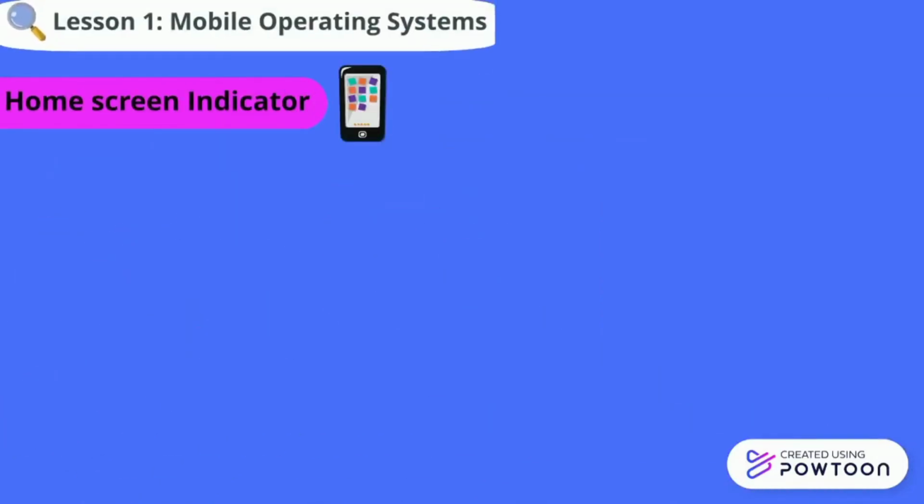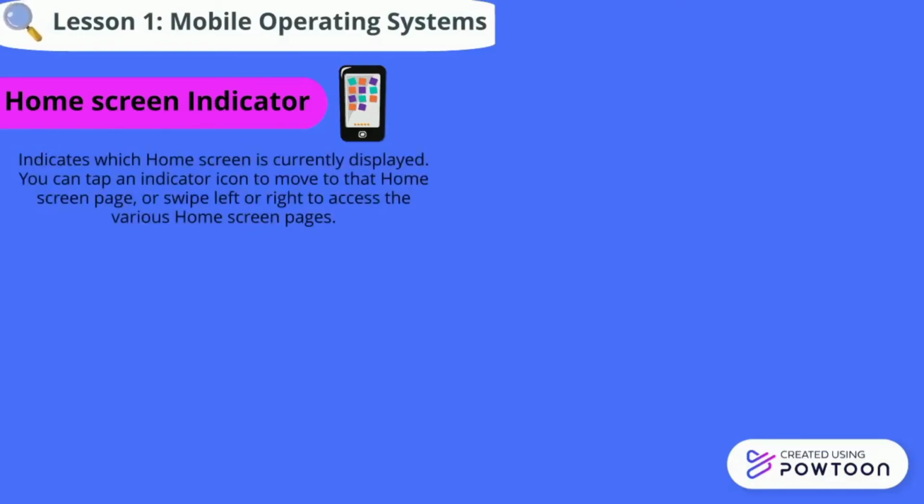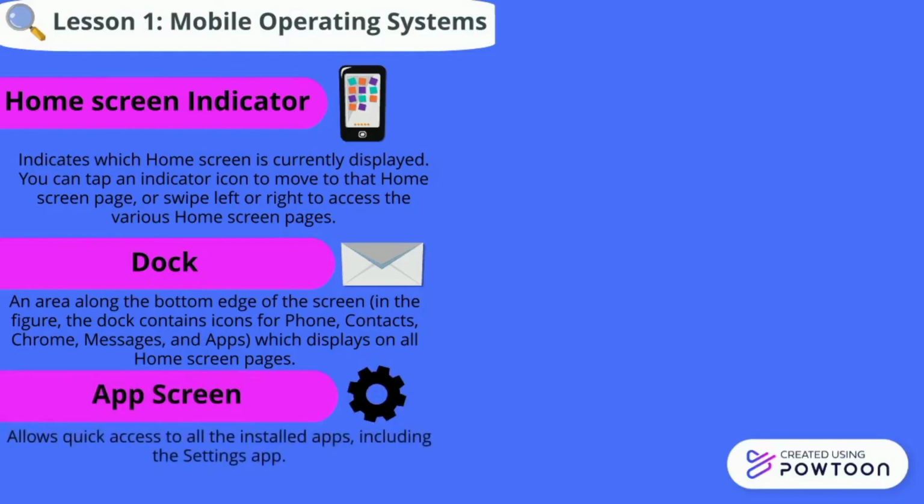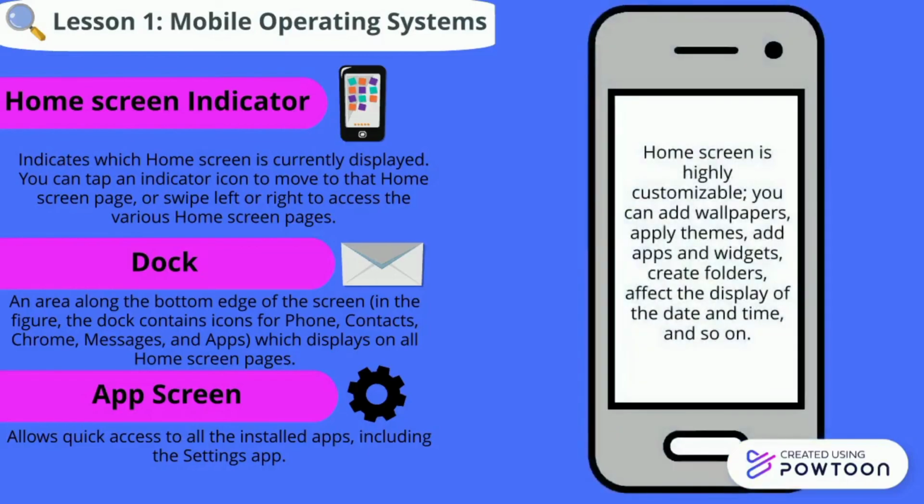Home screen indicator: indicates which home screen is currently displayed. You can tap an indicator icon to move to that home screen page, or swipe left or right to access the various home screen pages. Dock: an area along the bottom edge of the screen. In the figure, the dock contains icons for phone, contacts, Chrome, messages, and apps, which displays on all home screen pages. App screen: allows quick access to all the installed apps, including the Settings app. Home screen is highly customizable. You can add wallpapers, apply themes, add apps and widgets, create folders, affect the display of the date and time, and so on.